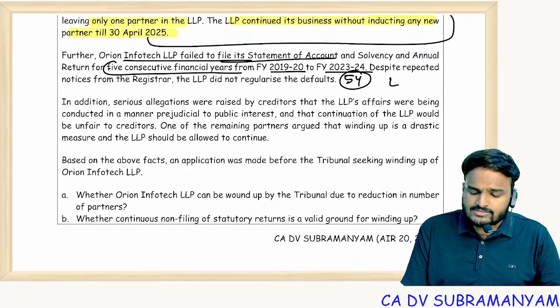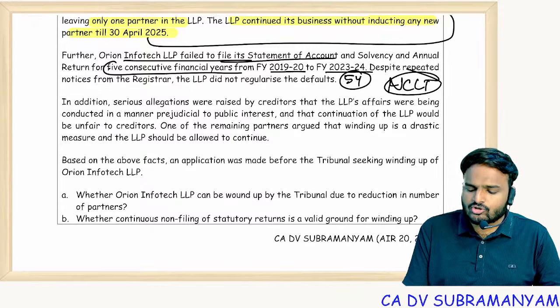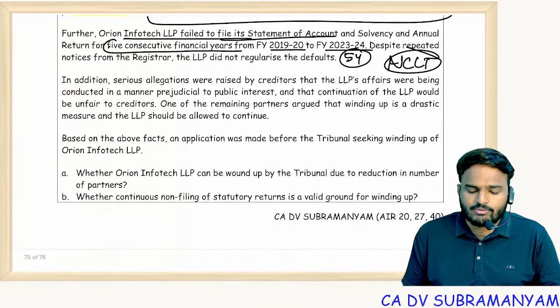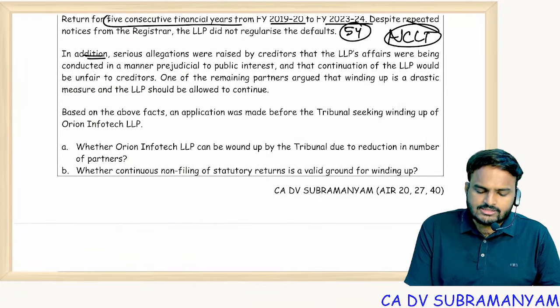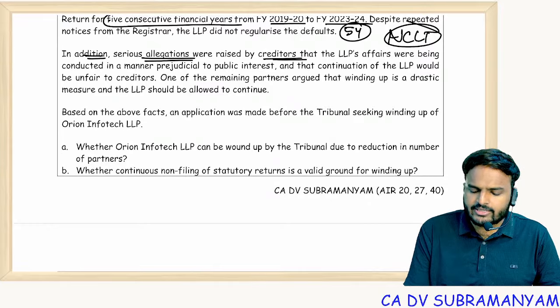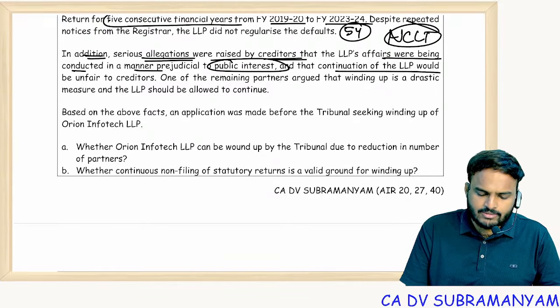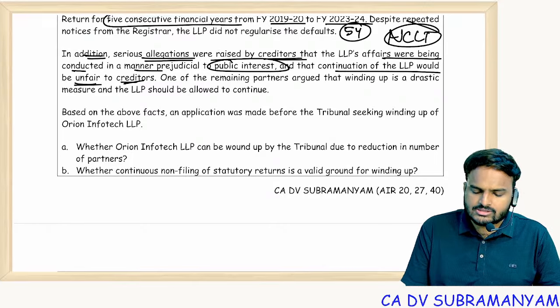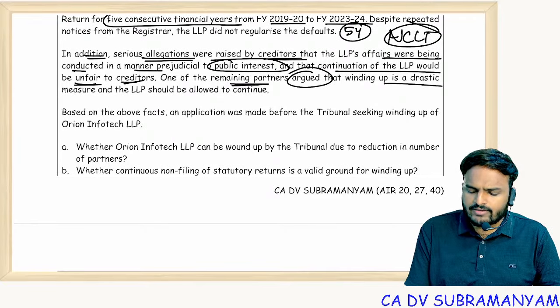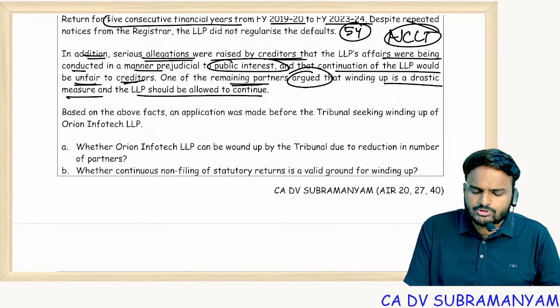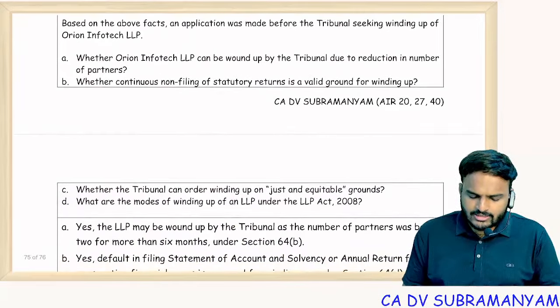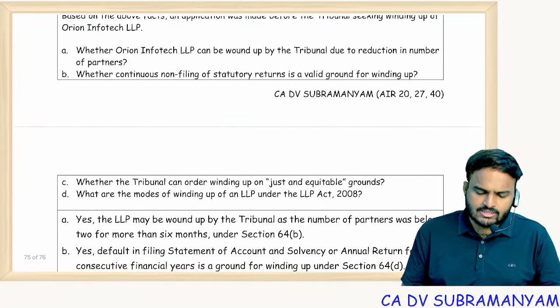If this matter is conveyed to NCLT, NCLT suo motu orders for winding up of LLP. In addition, serious allegations were raised by the creditors that LLP affairs were being conducted in a manner prejudicial to public interest, that continuation of LLP would be unfair to the creditors. One of the remaining partners argued that winding up is a drastic measure. LLP should be allowed to continue. So based on this, answer the following 4 questions. Whether Orion Infotech LLP can be wound up by the tribunal due to reduction in number of partners?